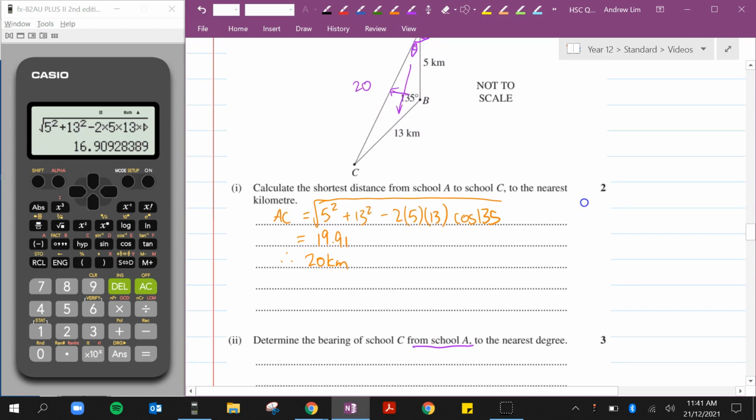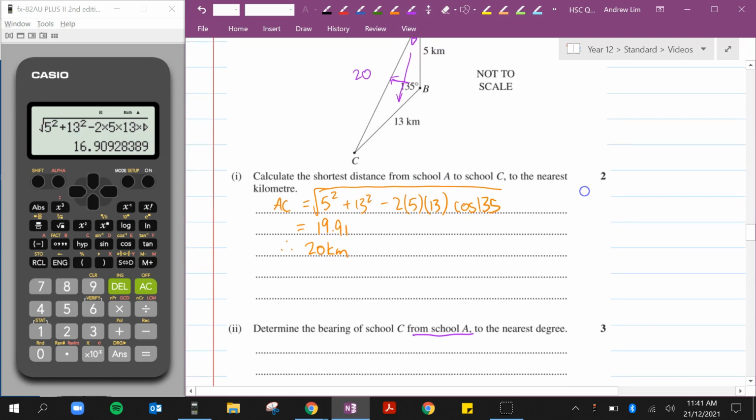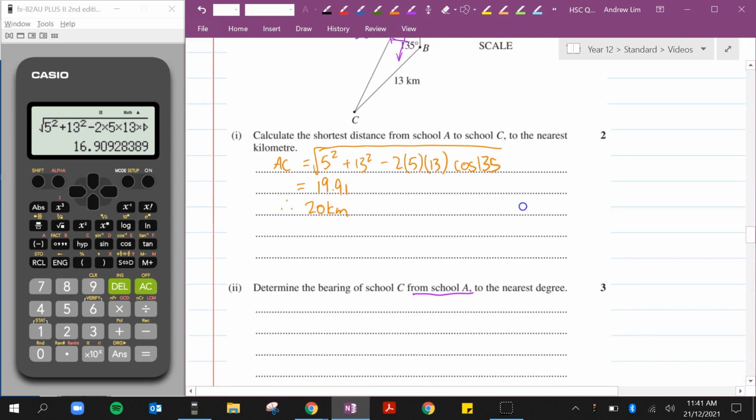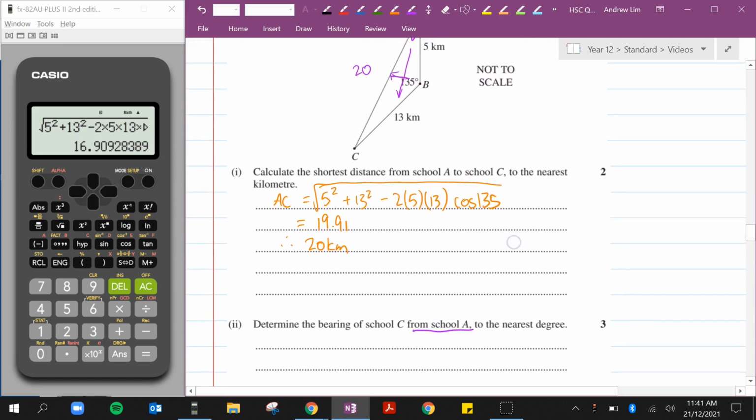I'm just going to use that answer 20 from part 1. Instead of the 19 point, sorry, it's not 19. I made a mistake. This should be 16.91, so 17 kilometers. So I'm going to use 17 instead.